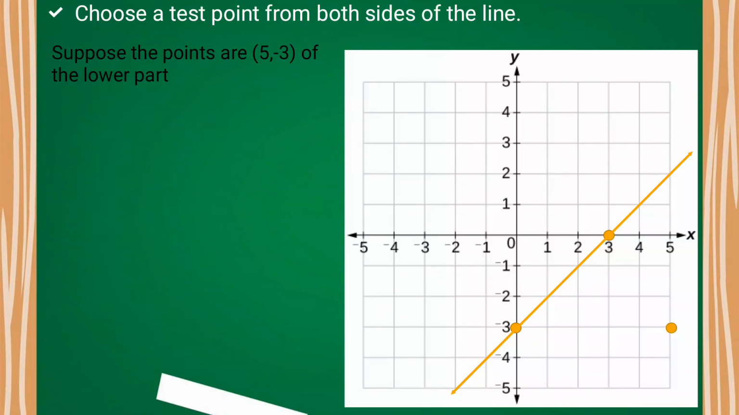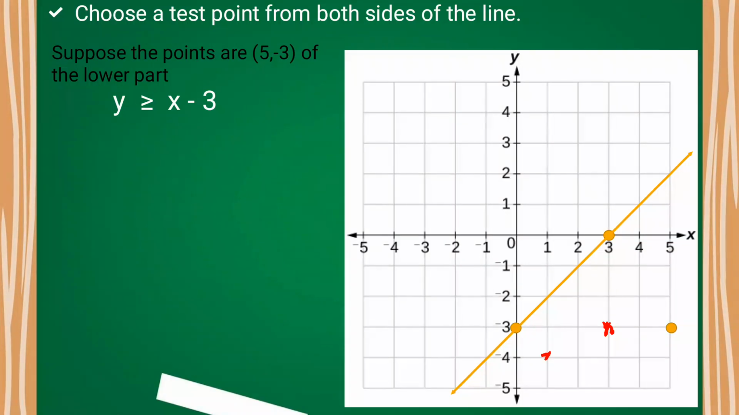Ayun siya, positive 5, negative 3. Again po, kahit anong point ang piliin nyo. Pwedeng ito. Wait lang, nawala yung pen ni ma'am. Okay, so pwedeng ito. Pwedeng itong point na to ang piliin nyo. O kahit anong point pwede. Isa lang po ang lalabas dyan. Okay. So this time, ang pinili ni ma'am is 5, negative 3.